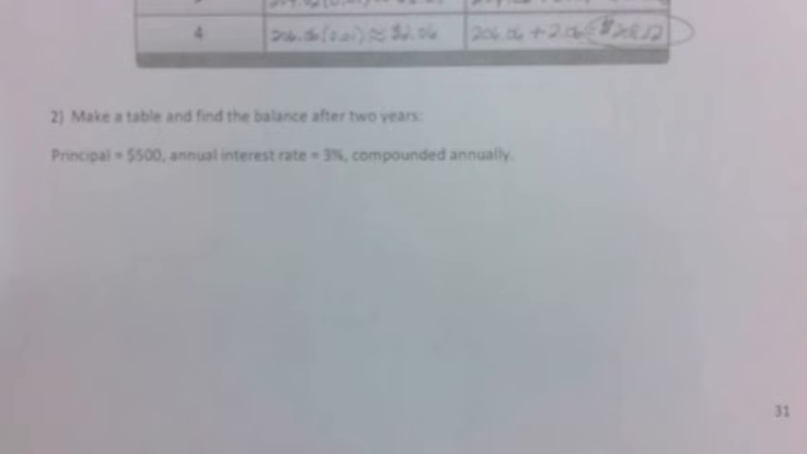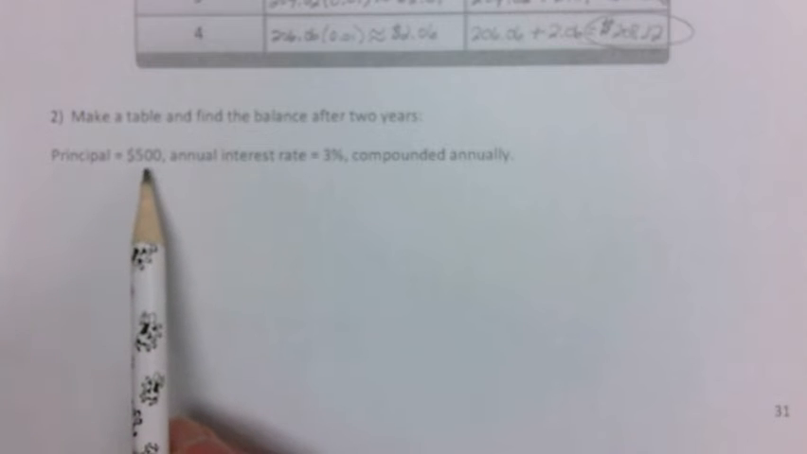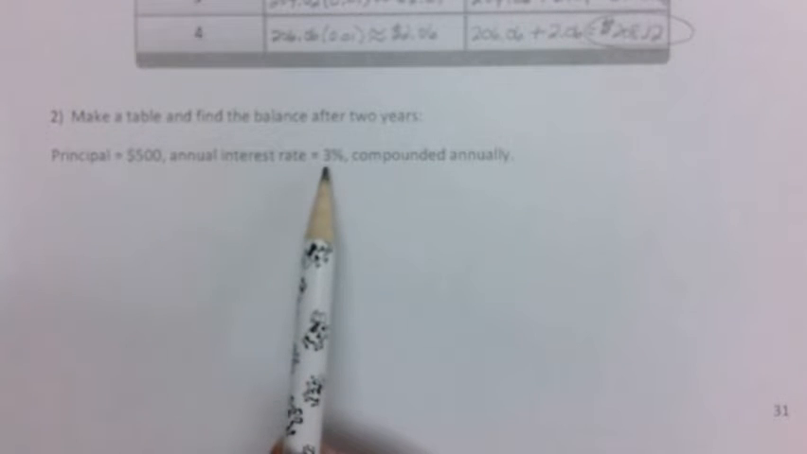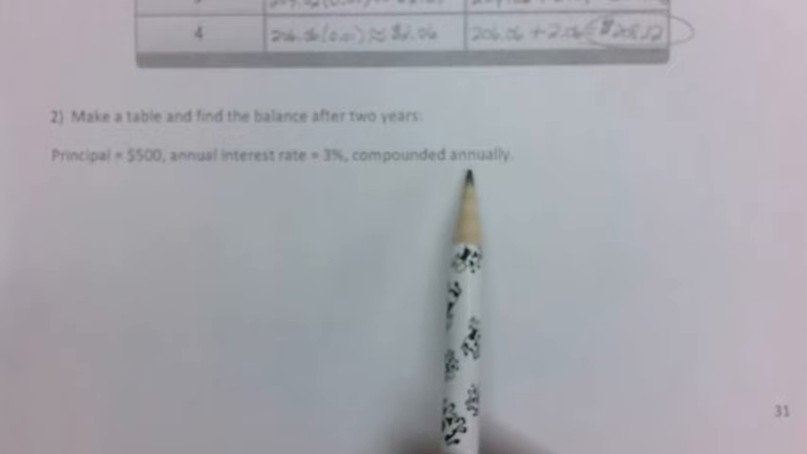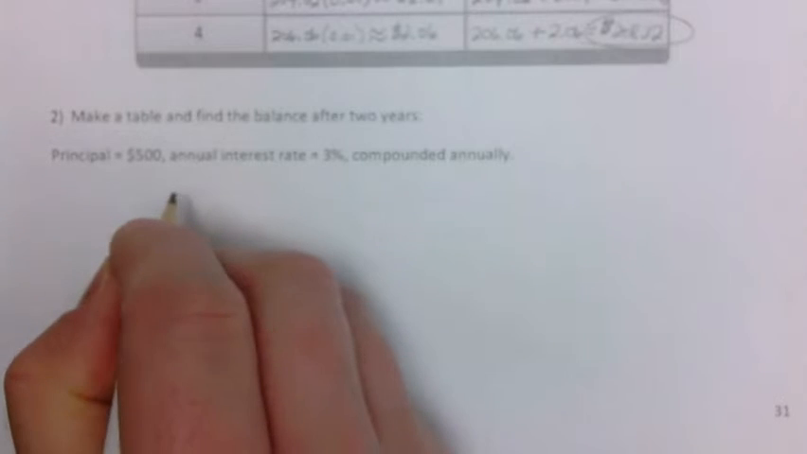In example 3, they want us to make a table and find the balance after 2 years. Okay, so it's going to be similar to what we did in our last example. We're starting with a principal amount of $500 at an annual interest rate of 3%. And again, we're going to compound our interest annually, meaning once per year. Okay, so why don't we make our chart?